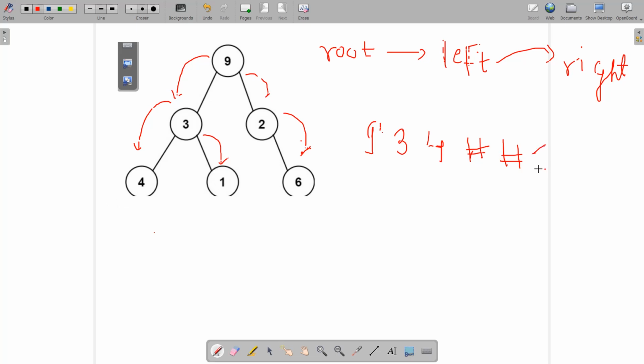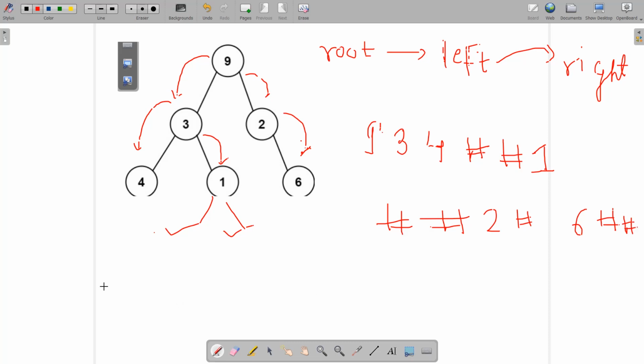Now this should be 1, and if it is done, we are going to use the two null nodes of this one. It should be again a hash, and again a hash. You can see the two null nodes over here, and now when it comes to the 2, for moving to the left subtree, it is again a hash, and there's 6, followed by the null nodes of this 6: hash and hash. So this is the pre-order traversal of this binary tree.